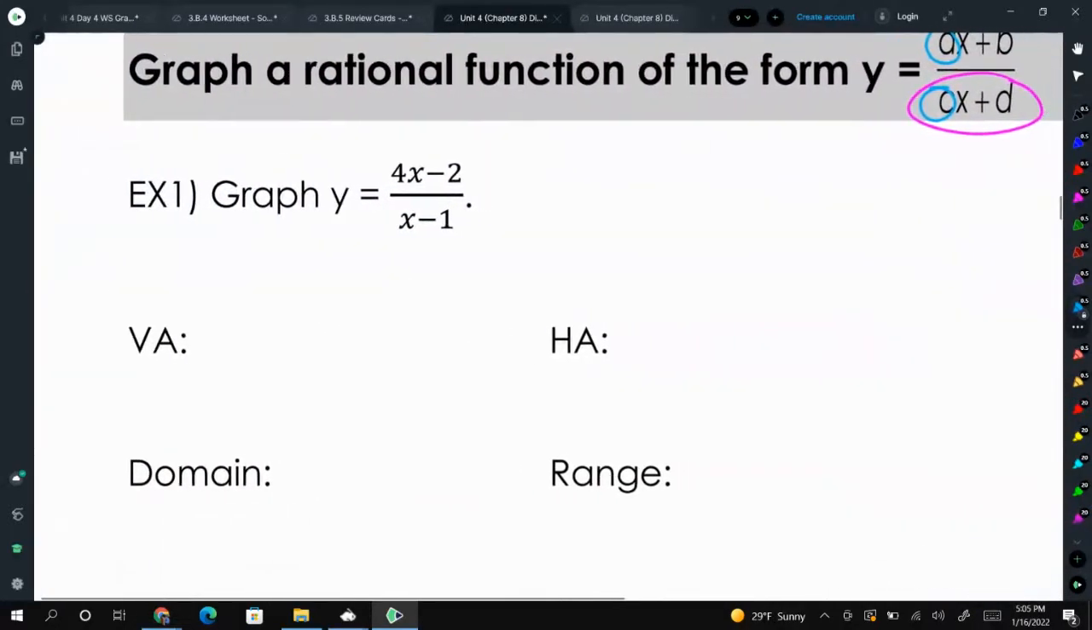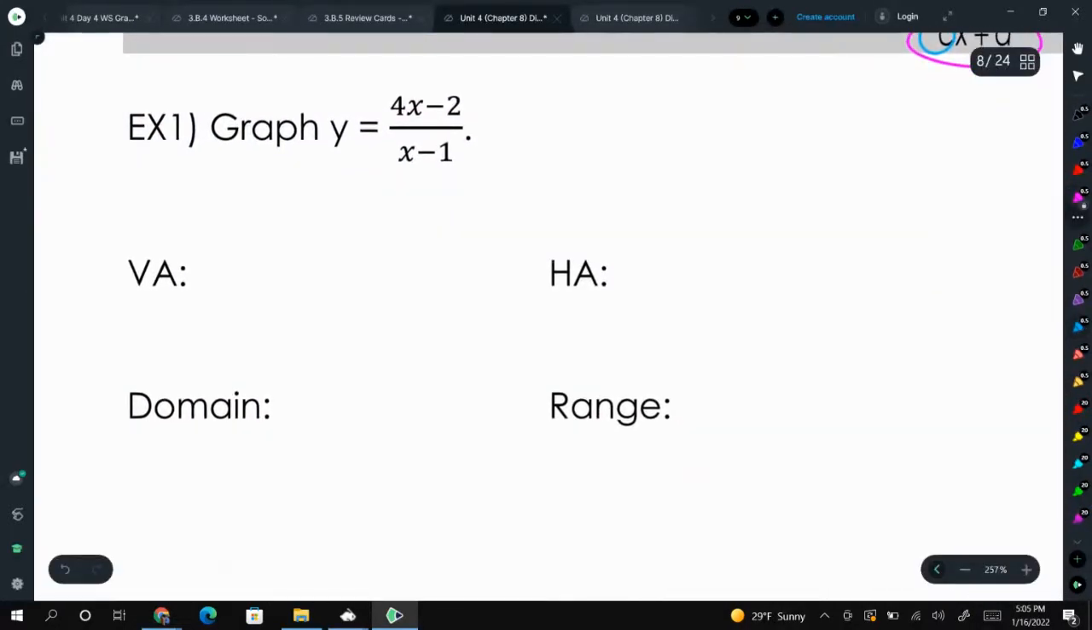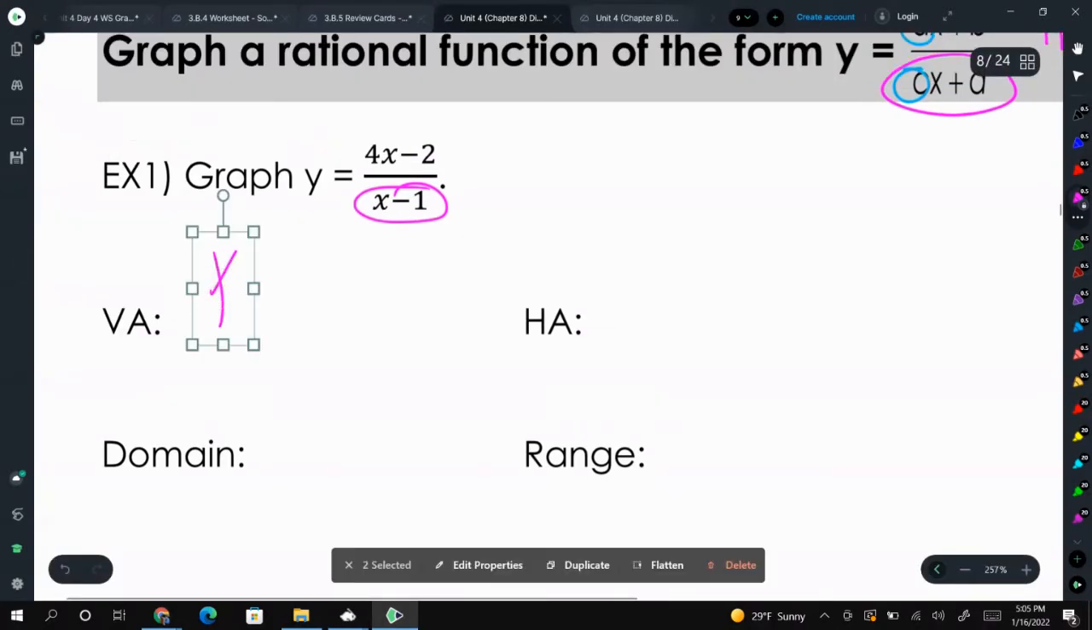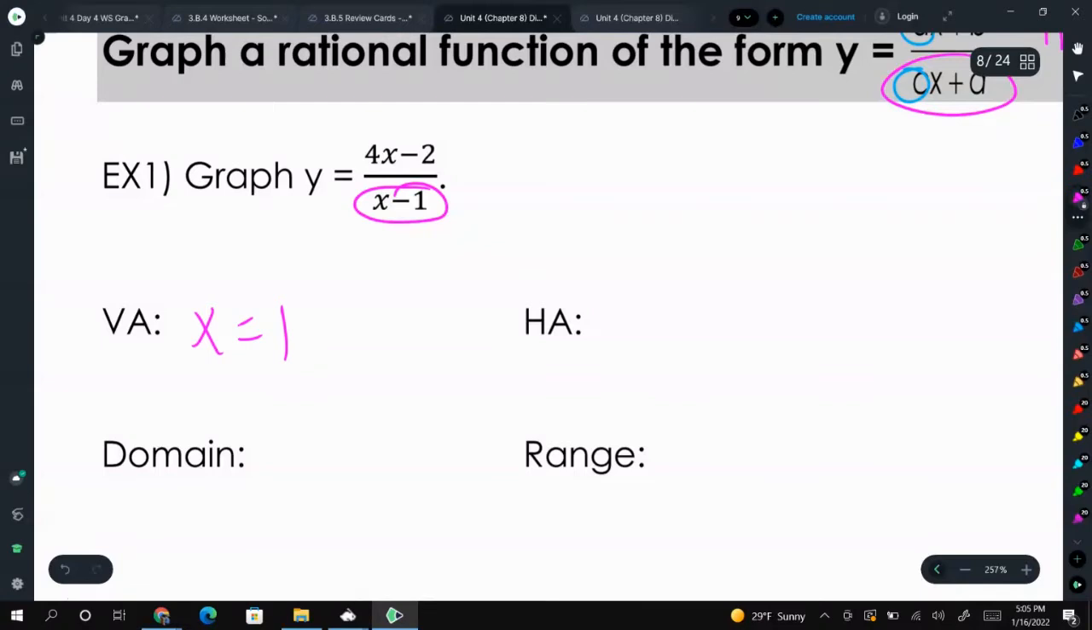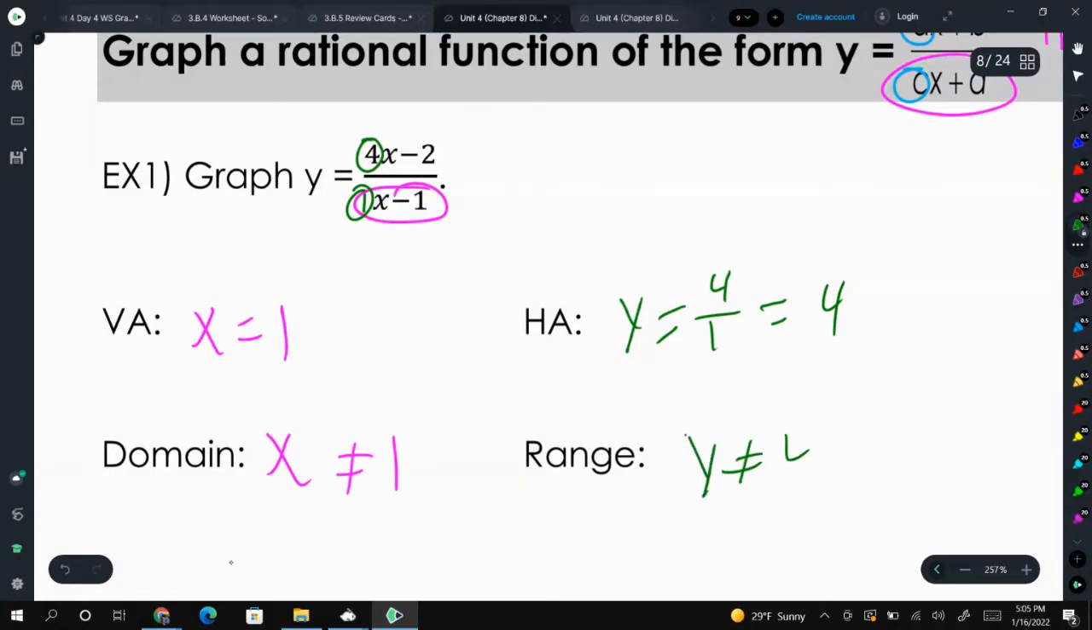So let's look at this problem down here. All right, your vertical asymptote, yes, there's no number in front of that, so you could just say that this is going to be x equals positive 1. But think about it in this sense. What number minus 1 equals 0? Oh, that's a positive 1. Your horizontal asymptote, that's going to be y equals 4 over the invisible 1 in front. So just 4. And your range is y can't be 4.